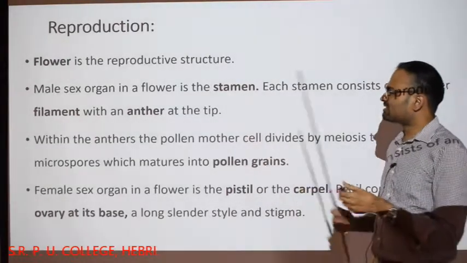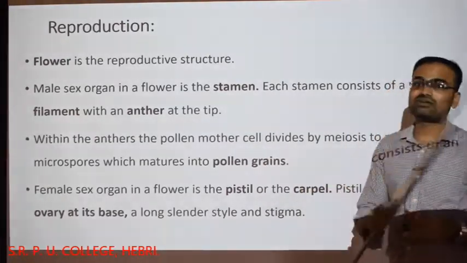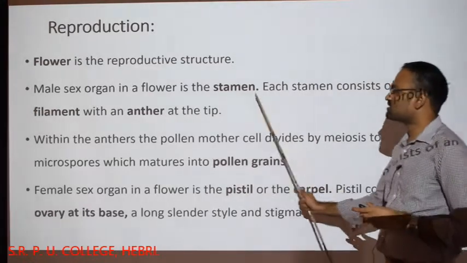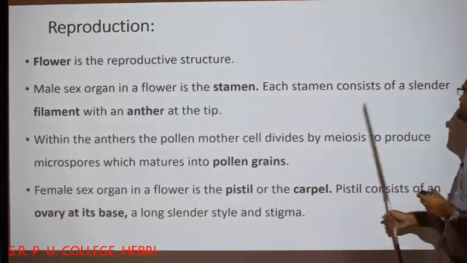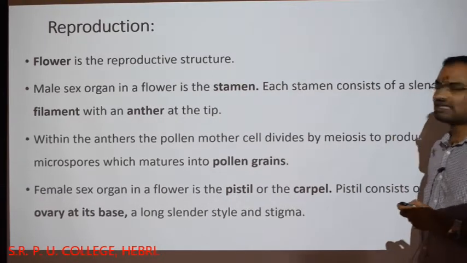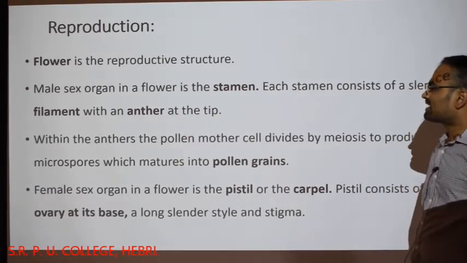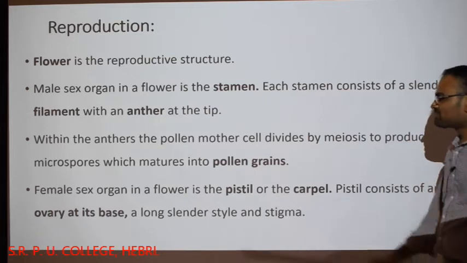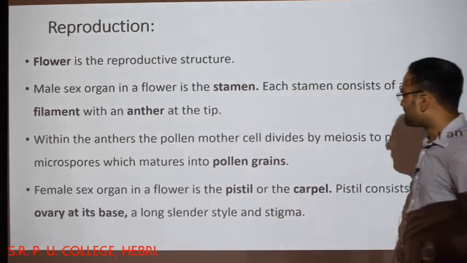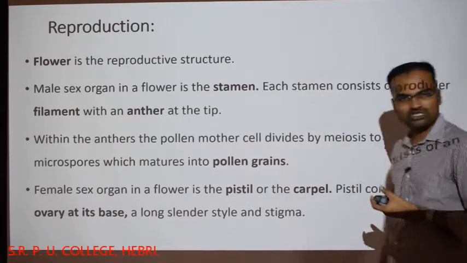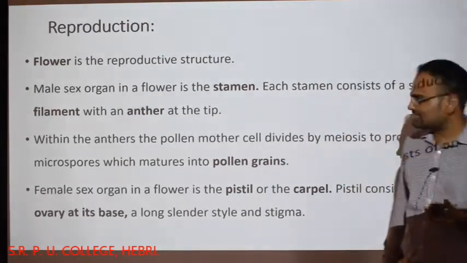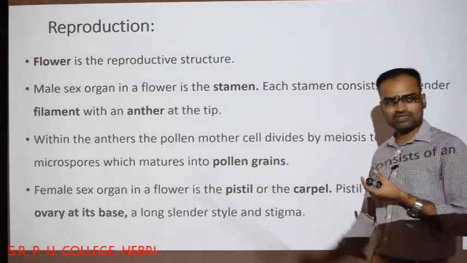The male sex organ in case of flower is called the stamen. Okay, stamen is the male sex organ in case of flower. Each stamen consists of a slender filament with an anther at the tip. We can observe that in the diagram in the next slide. Within the anthers, the pollen mother cells divide by meiosis to produce microspores which mature into pollen grains. Okay, pollen grains are produced within the anthers of the stamen.